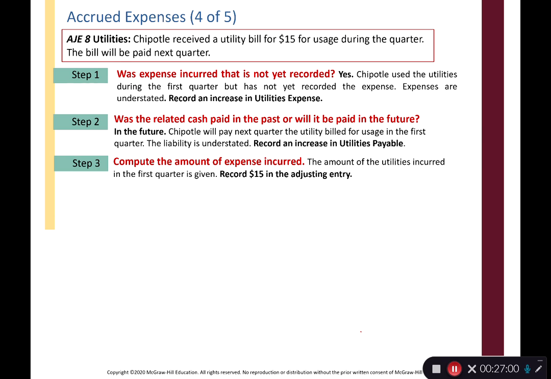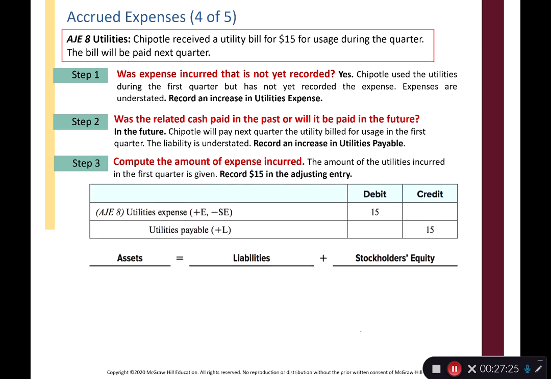Now we have utilities. Chipotle received a utility bill for $15 for usage during the quarter. The bill will be paid next quarter. So was an expense incurred? Yes, we used the utilities. Did we pay for it yet? No, it'll be paid in the future. What's the amount of the expense? It's the $15 we used. So the first step is to think of our accounting equation. We've used it, so we have an expense. We haven't paid it, so we have a payable.